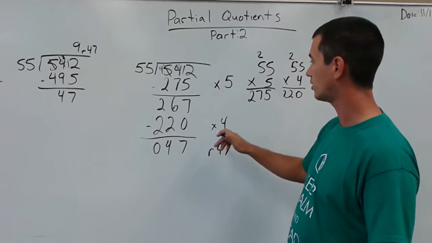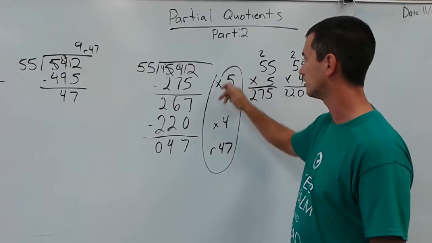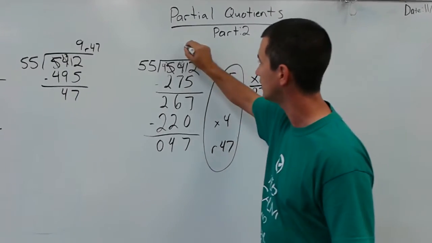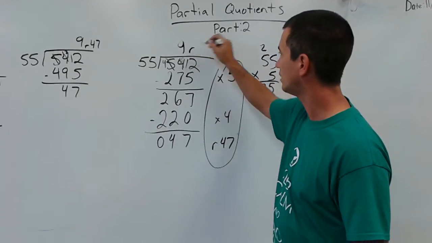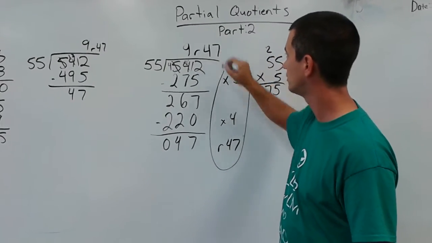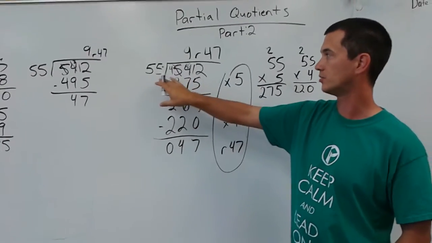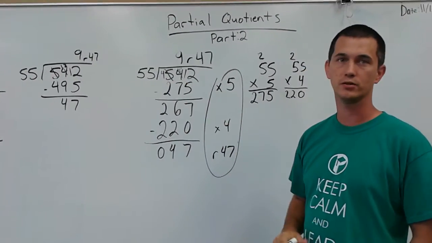And just like before with partial quotients, we're going to put all this together. So we're going to add the two pieces. 5 plus 4 is going to give us a 9. And then we have a remainder of 47. And that is how you could use partial quotients if the number doesn't go directly into the first part of the dividend.